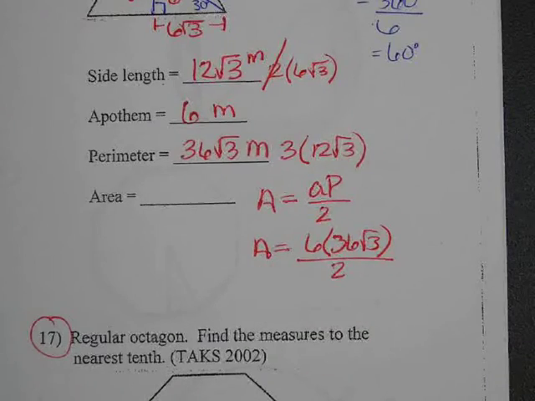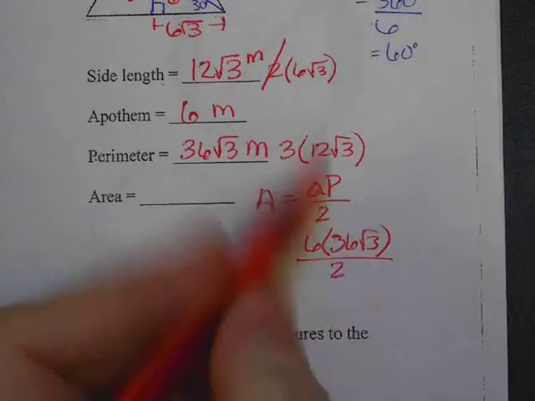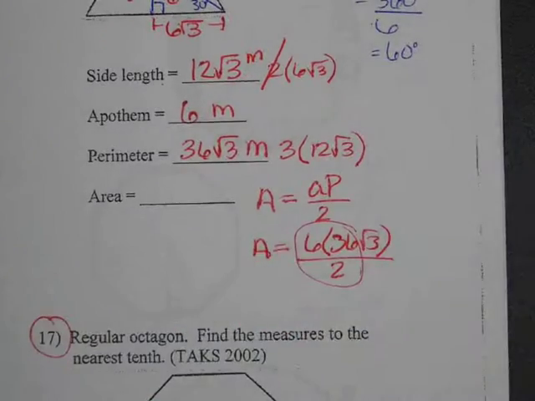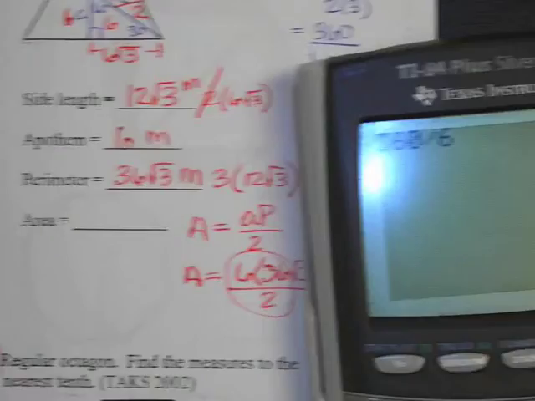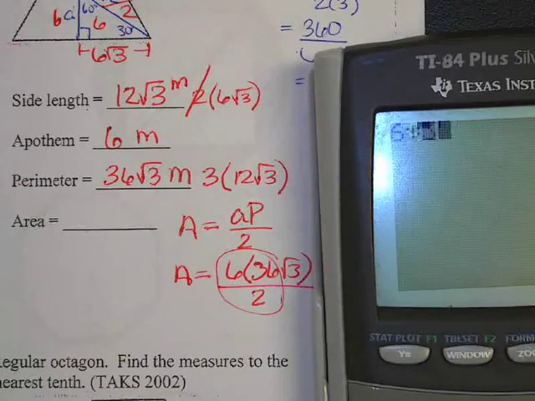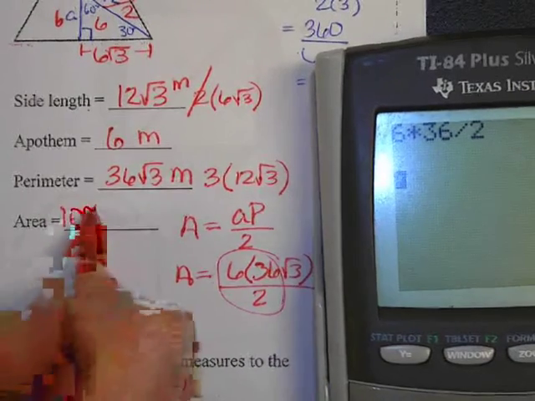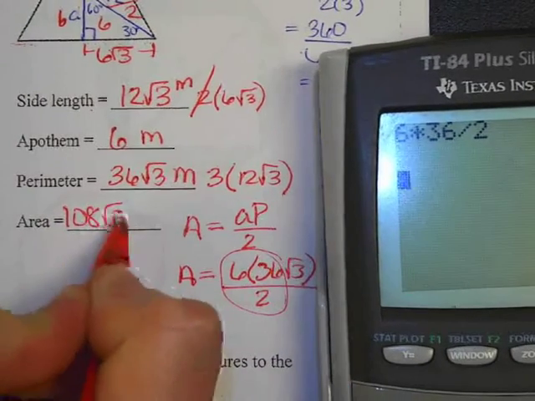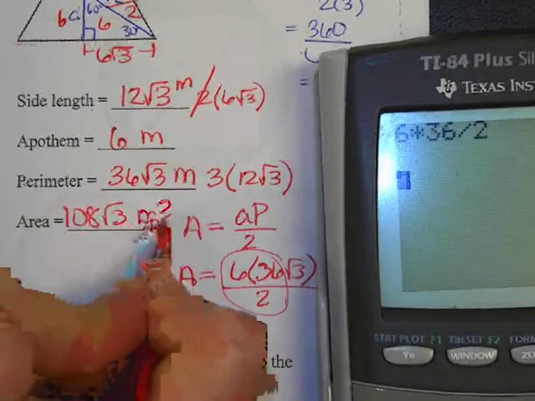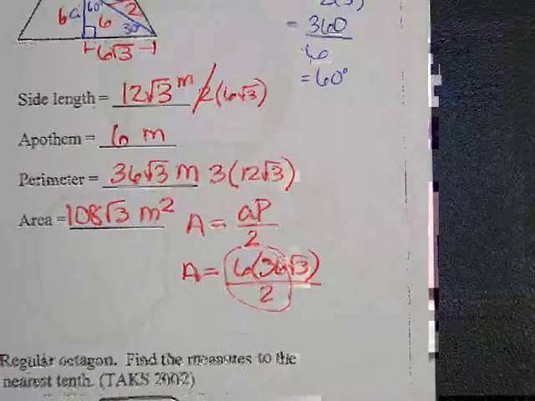Remember, when you want simplest radical form and your special rights, you want to just look at the numbers part that you're calculating. So on my calculator, I'm going to type in 6 times 36 divided by 2, which leaves me 108, and then I have to remember to keep that radical 3 on the end. My units are going to be squared since this is area.